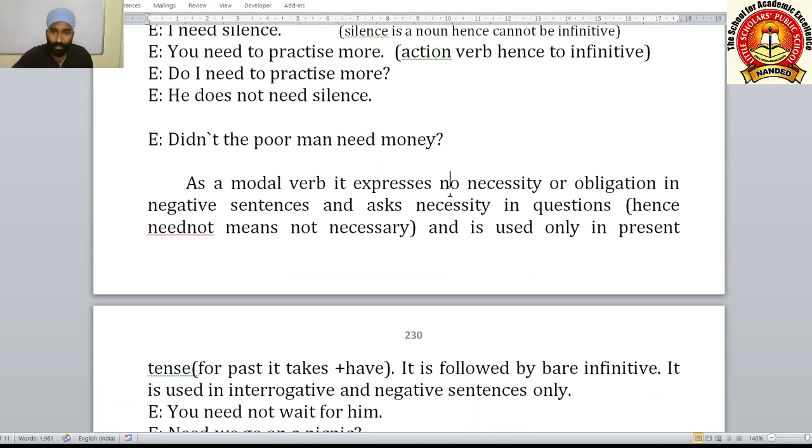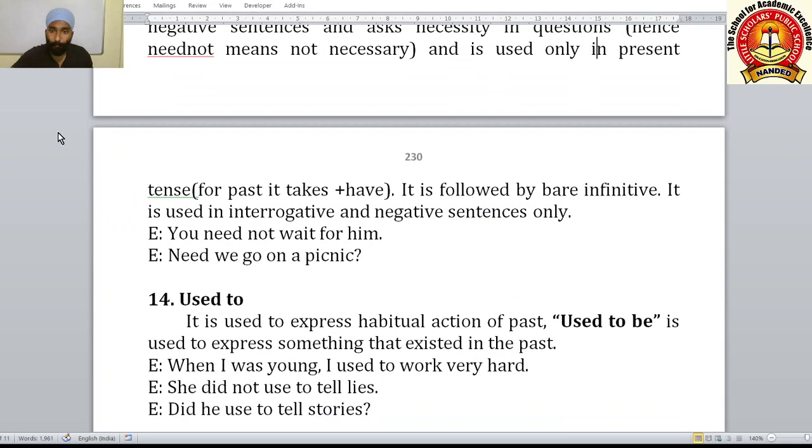Now, as a modal verb it expresses no necessity or obligation in negative sentences, and necessity in questions. Hence need not means not necessary, and it is used only in the present tense. In the same way as dare, for past tense you will use it with have, such as should have. It is followed by a bare infinitive, means to will not be used, and it is used in interrogative and negative sentences only. Let us understand.